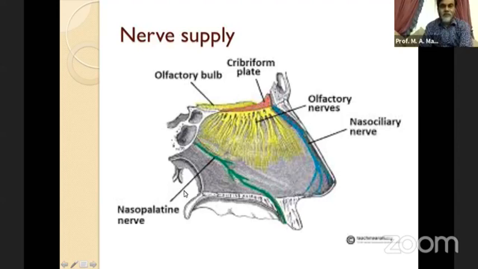And these branch from the maxillary, like the nasopalatine nerve. This is the branches from the maxillary nerve. So basically, the ophthalmic and maxillary divisions of the fifth nerve, the trigeminal nerve, supply the nasal cavity and septum. And the secretomotor supply is from the nerve of the pterygoid canal.